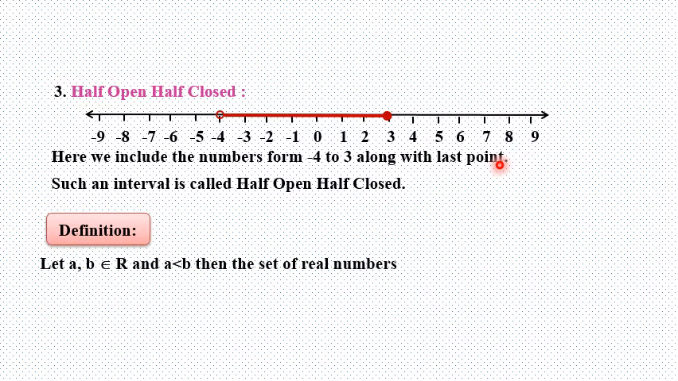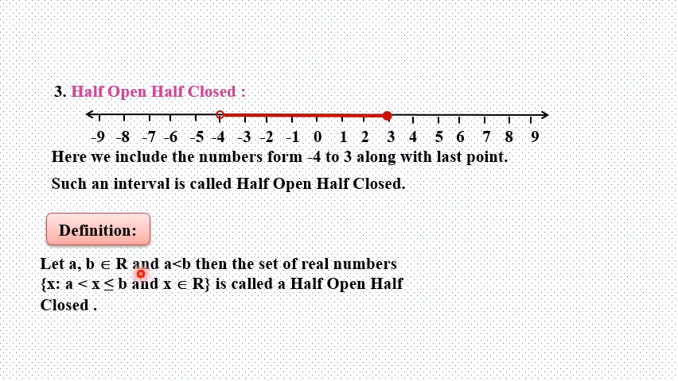Again, same definition. Only thing to remember here, in every definition I am changing equality, not equal. Here it is a less than x and x less than or equal to b. It's called half open, half closed. So it is denoted by open on the left side, closed on the right side, because it is open here, it's closed here.